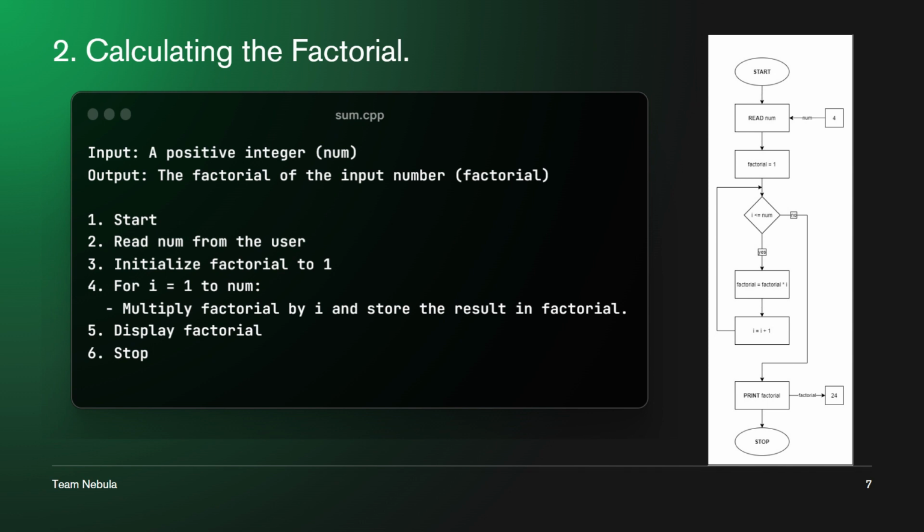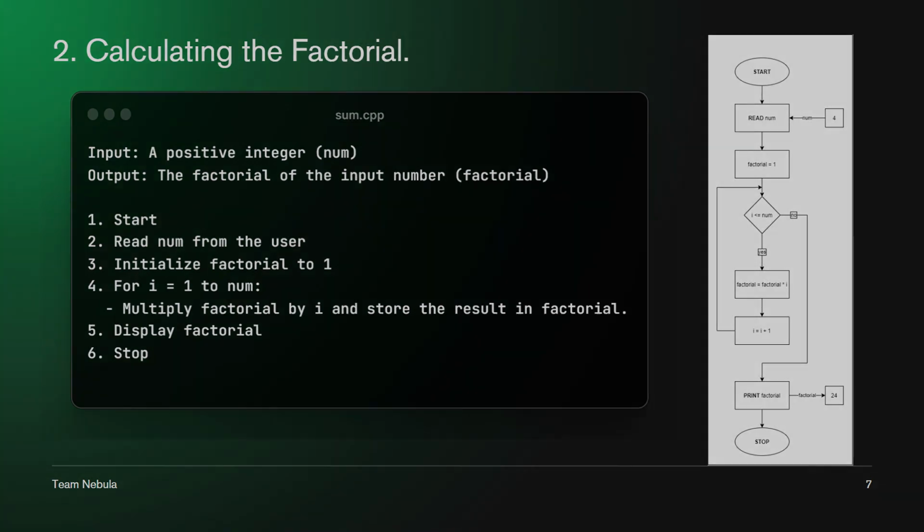Then, a loop iterates from 1 to num, multiplying the factorial by the current value of i in each iteration. This loop effectively computes the product of all integers from 1 to num. After the loop, the algorithm displays the final value of factorial, which represents the factorial of the input number. The process concludes at this point.